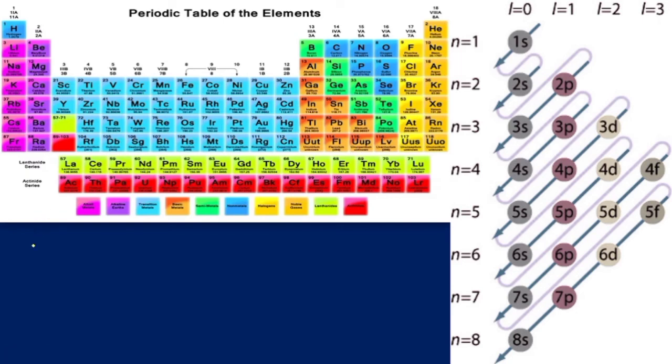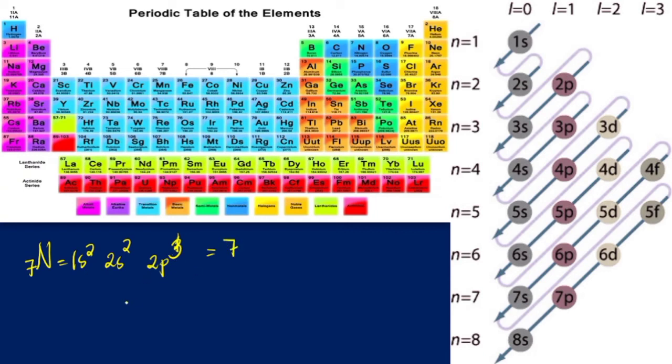Let's try nitrogen, 7. So that would be 1s2, 2s2, 2p3. So that would be 7. 2 plus 2, 4, plus 3 equals 7.